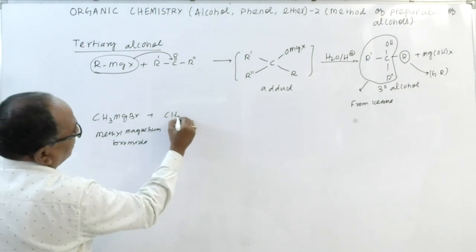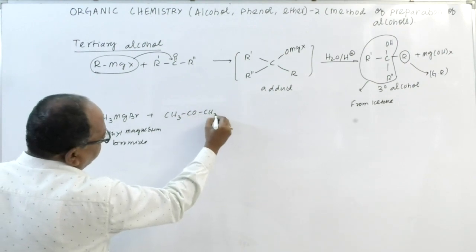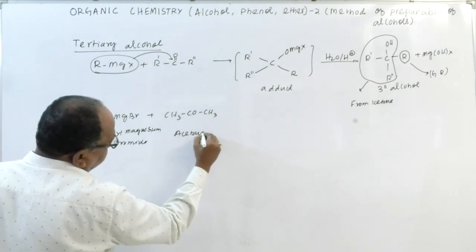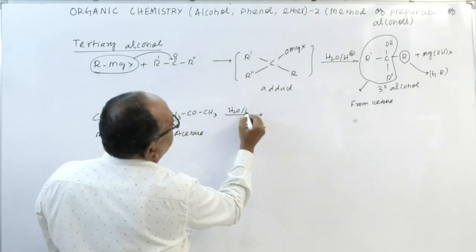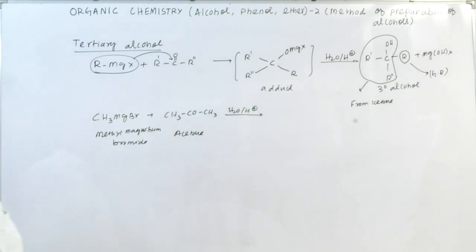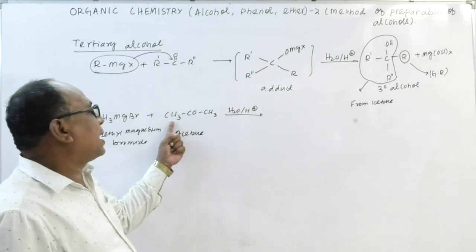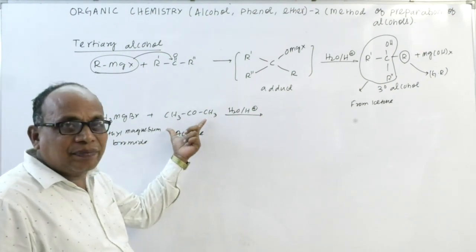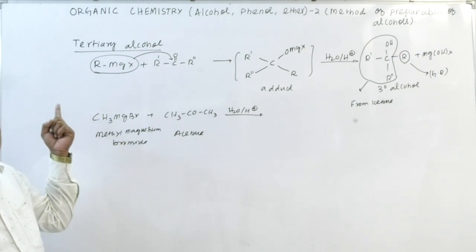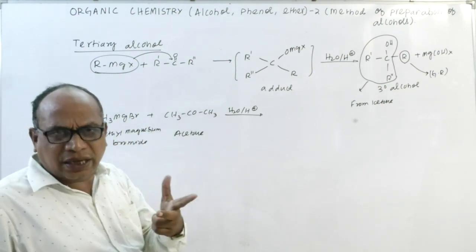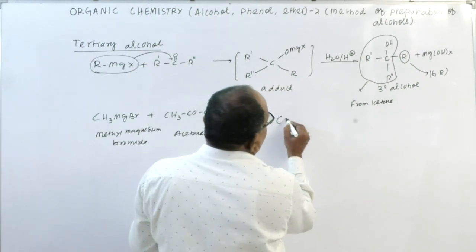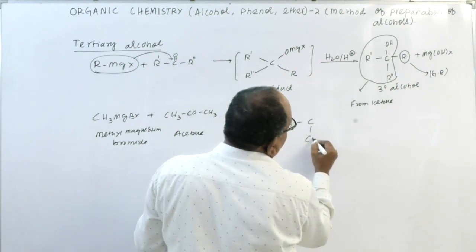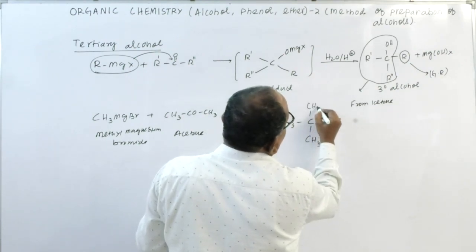That reacts with, suppose, acetone, and this is upon acidic hydrolysis. You see, in acetone, this is R, this is R double dash, both are same. You will get a tertiary alcohol containing 3 methyl groups. The alcohol is CH3, C, CH3, CH3, OH.